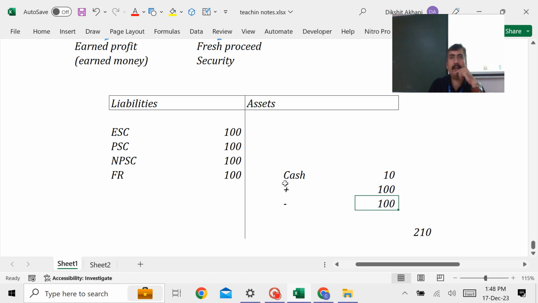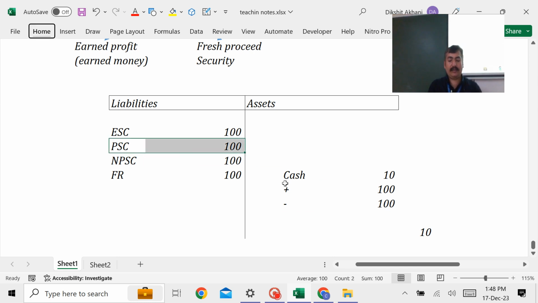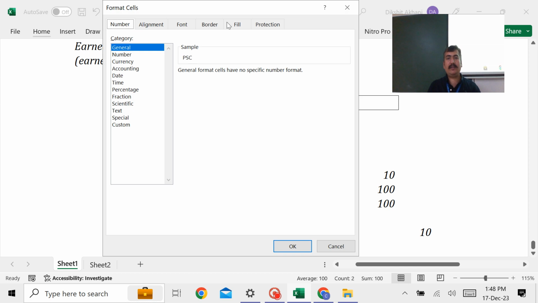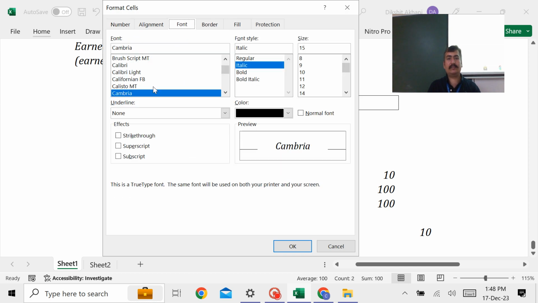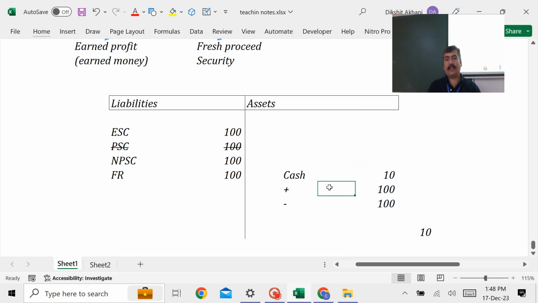Are you getting my point? Minus 100 will happen here, no? Tell me. And here, this preferential capital, what will happen to it? That will get stripped off, like this. Is this presentation correct?